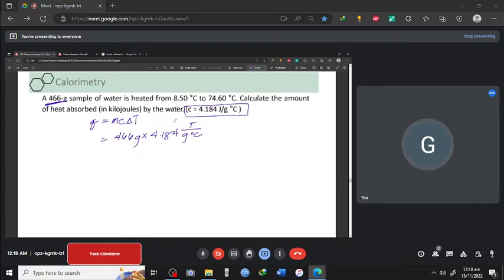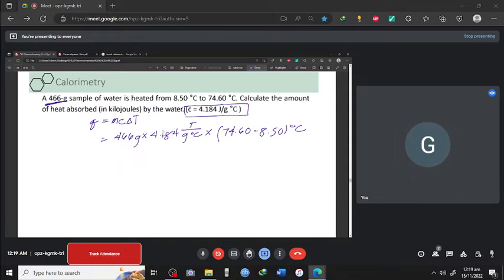So pakitandaan yan, okay? Tapos yung change in temperature is final minus initial, so that would be 74.60 minus 8.50. Okay? So you might be wondering, no, sir, bakit hindi nyo po kinonvert into Kelvin? So again, you have to look at the units within our problem. So, yung binigay na unit dito for the specific heat is degrees Celsius. So, because naka-degree Celsius siya, no need to convert it to Kelvin anymore. Kasi naka-degree Celsius naman yung mga temperature na binigay sa atin.